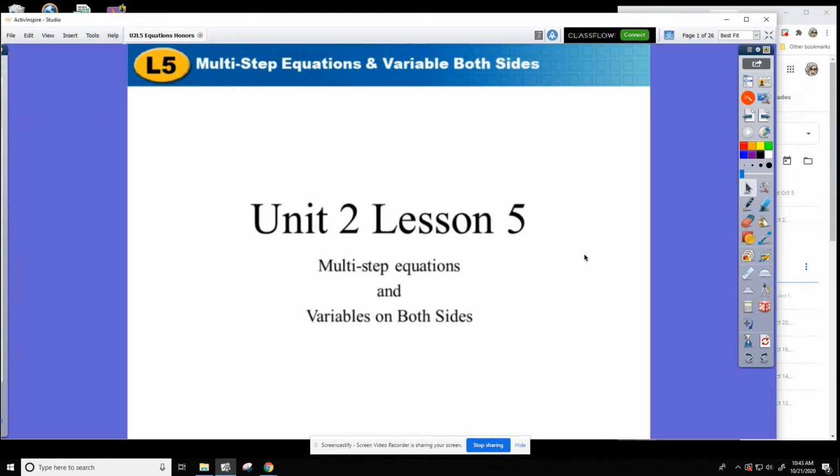Hi, I'm recording Unit 2, Lesson 5, multi-step equations and variables on both sides. It's kind of a long one, but I go through some tips and tricks, and I'll try to edit the video and identify those as I go through. So if at any point you understand already, of course you don't have to listen to me, but sometimes I show you something that you may not have known.